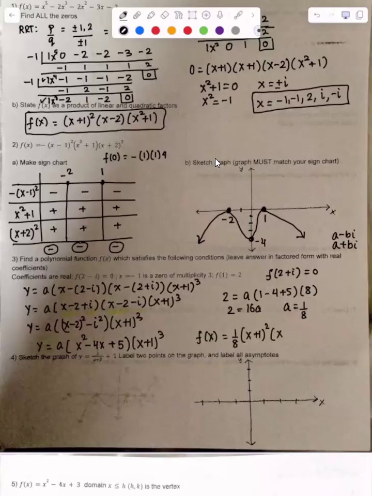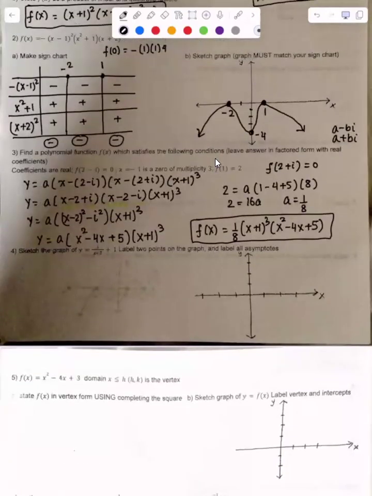And we have to write the form where all the factors have real coefficients. So we can write (x plus 1) cubed times (x squared minus 4x plus 5). That's straightforward. Okay.